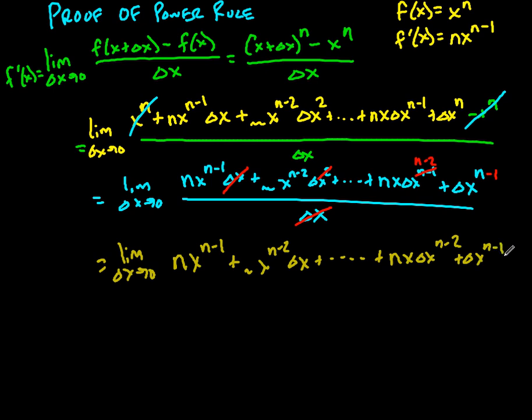Well, here's the thing. We now have to plug in delta x being 0. Well, this is a delta x, so that's going to go to 0, which means that whole term goes to 0. Well, every term in here is going to have at least one delta x. The next term would have a delta x squared, so that term will go to 0. Next term will go to 0, all the way up. This term would go to 0. This term will go to 0. So all I'm left with is this one up front, n times x to the n minus 1, which is exactly what we said it should be. That's how you can actually prove the power rule.